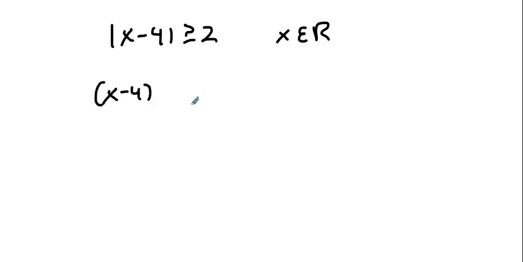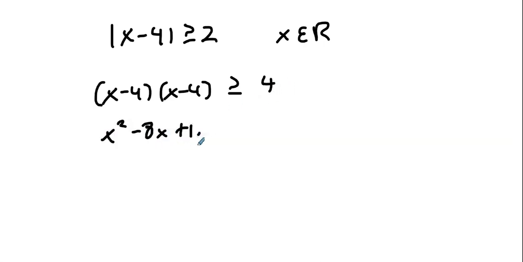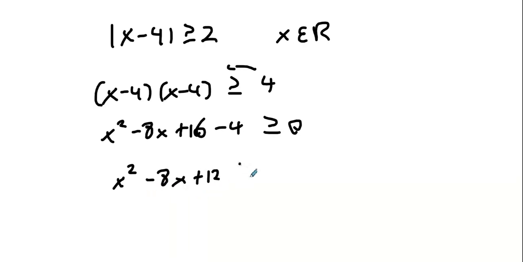Now, lads, this one here. Find the range of values for which |x minus 4| is greater than or equal to 2, for x an element of R. Is that all right? So what you do, square both sides. x minus 4 by another x minus 4 is greater than or equal to 4. x squared minus 8x plus 16. You're going to bring that 4 over to your side and take it away. Then I'm going to get x squared minus 8x plus 12 greater than or equal to 0.